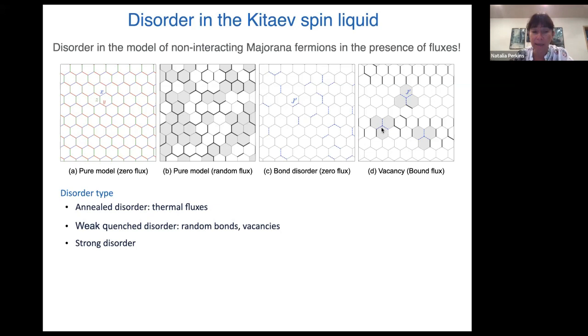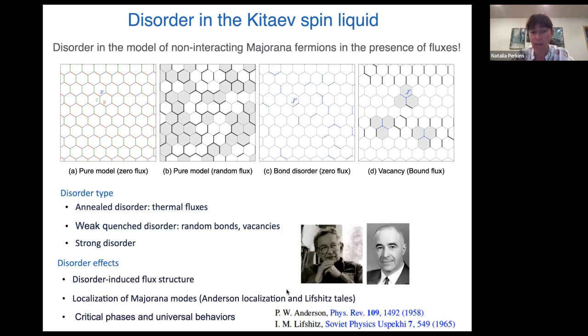Okay. So, and then another question which we want to answer is what kind of physics we are going to study in the presence of this type of disorder. And disorder effects can come in different forms. So first, disorder can induce a certain flux structure. So basically it can lead maybe to a glass of these different flux occupations or a periodic structure. But we can also study other effects. So since in the Kitaev model, the fractionalization happens into fluxes and non-interacting Majorana fermions, disorder in the Majorana fermions is a very good playground for such effects as Anderson localization and also the Lifshitz tails.